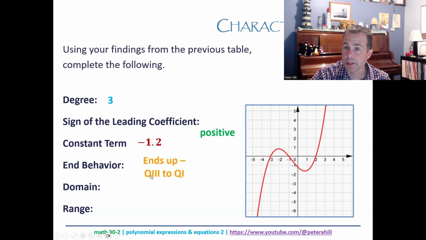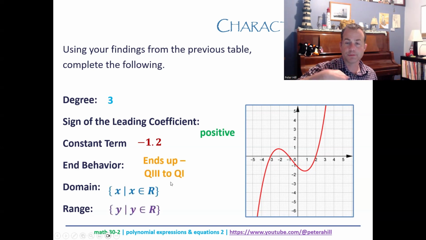My domain will be real, and my range for this guy actually will be real as well because I'm going down forever and I'm going up forever. We got this, guys. We're doing awesome. All right. You want to try another one?